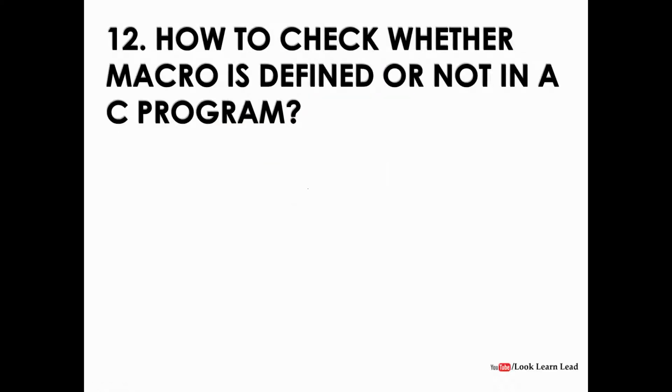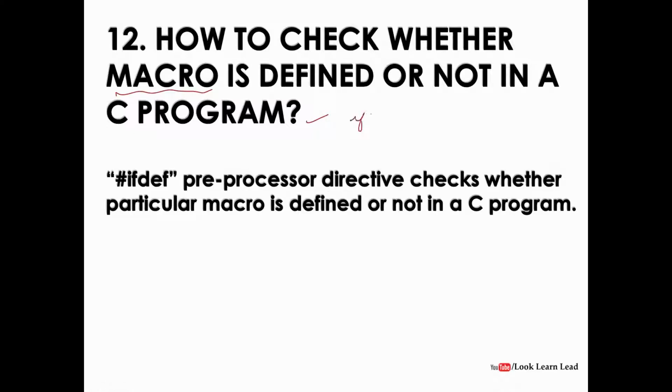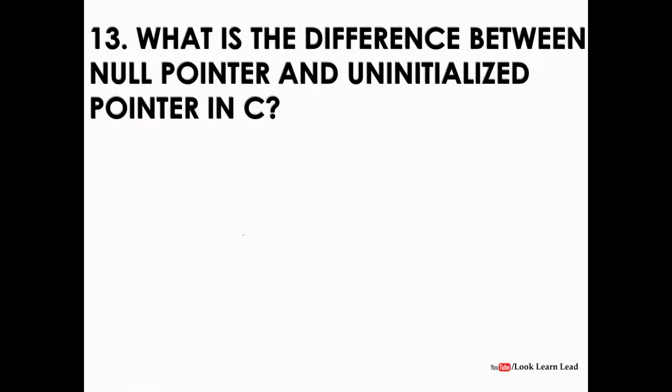Next, how to check whether a macro is defined in C or not. If you want to check whether a macro is defined or not, there is ifdef. It is not a function, it is a preprocessor directive. There is a preprocessor directive known as hash ifdef, and it can be used to check whether the macro is present or not. You have to remember this also. Questions regarding macros are frequently asked.